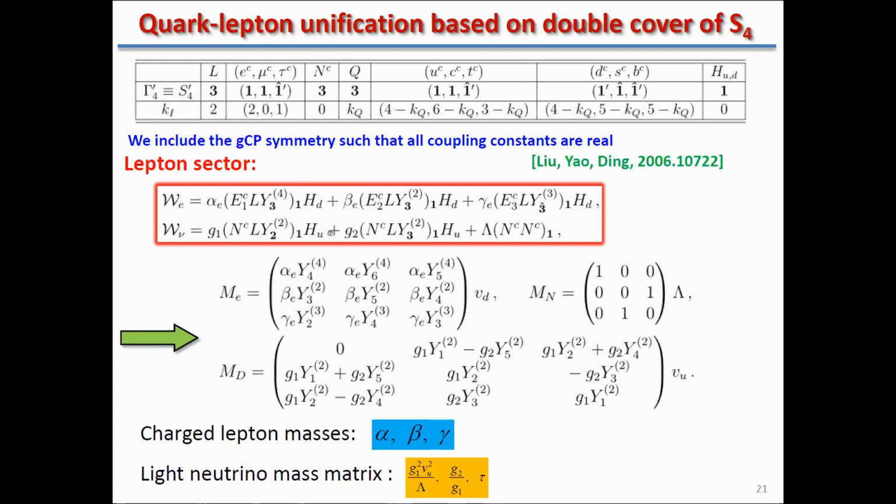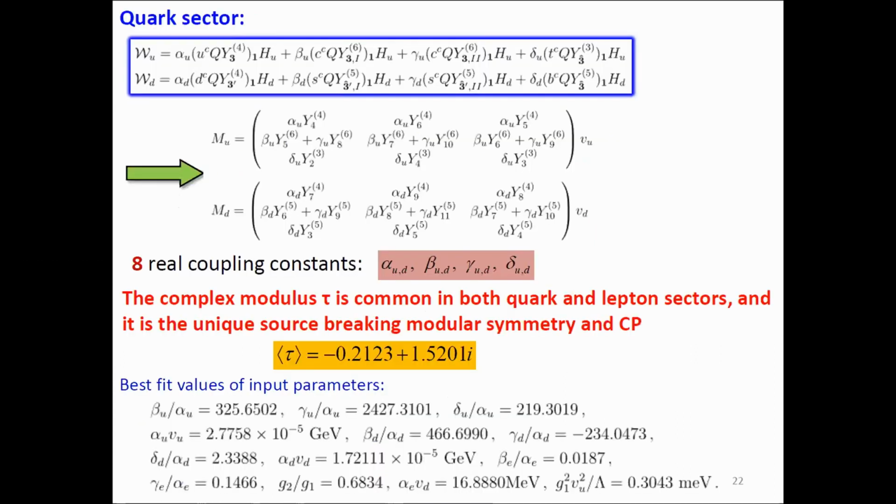And this model has only 5 coupling constants and 1 complex modulus tau, so totally 7 parameters. So it is quite simple. As far as I know, this is the minimal model at present. Minimal modular models in the lepton sector have 5 couplings plus 1 complex modulus.